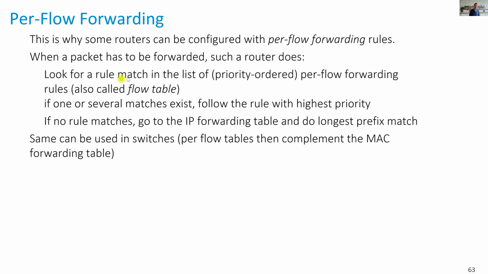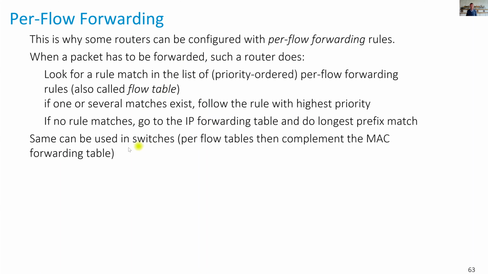So you look for a rule match in the list of rules. There might be more than one rule that matches a given flow. So there are typically priorities in this list, and you look for the rule with the highest priority that matches here. If there is no rule match, then you do as you would normally do. You go to the IP forwarding table and do longest prefix match. So this is used in routers.